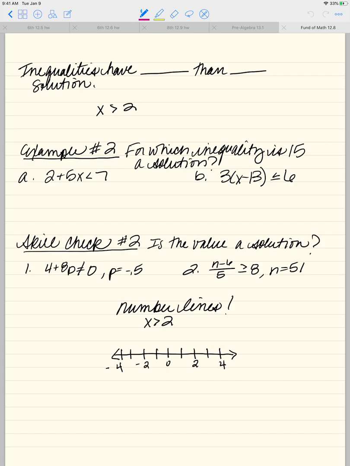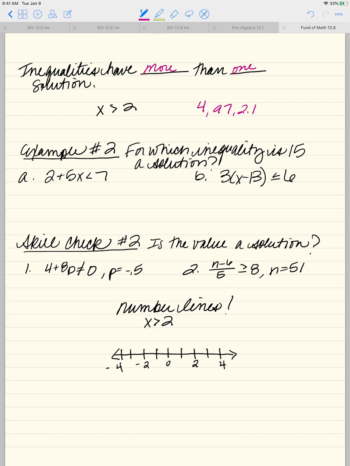Now, inequalities have more than one solution. Think about this inequality that I have written here. X is greater than 2. Is 4 greater than 2? Yes, 4 would be a solution to that. Is 97 greater than 2? Yes, 97 would be greater than 2. Is 2.1 greater than 2? Yes. So 2.1 is a solution.